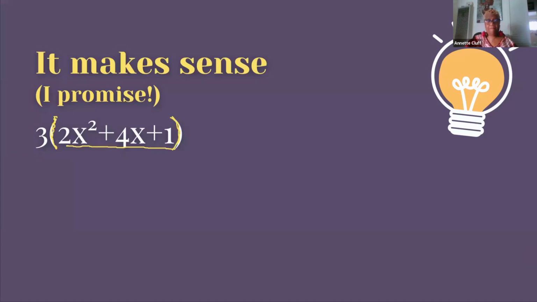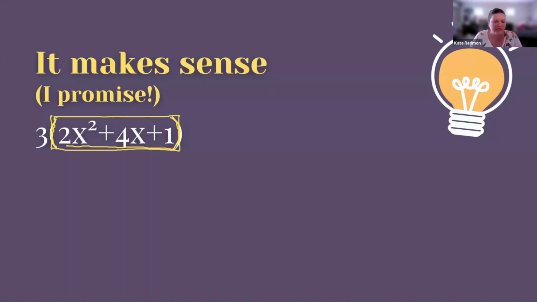Now I'll just read the example. It does say 3 times the quantity of, and I'm saying quantity to signal that the 3 is multiplying the whole group. So 3 times the quantity of 2x squared plus 4x plus 1. Let's think about this by definition. What am I saying? I'm saying that this whole group is happening 3 times.